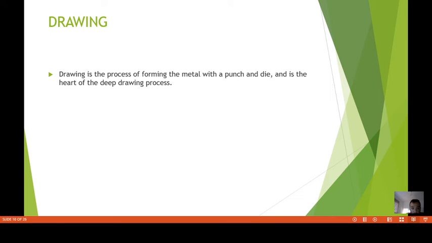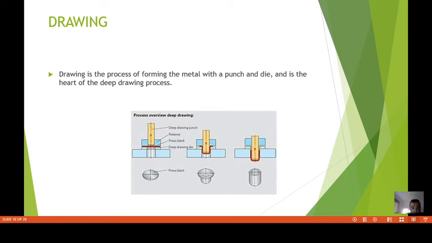Drawing. Drawing is the process of forming the metal with a punch and die, and is the heart of the deep drawing process. We can see here the deep drawing punch, blank holder, press blank, and deep drawing die in this photo.